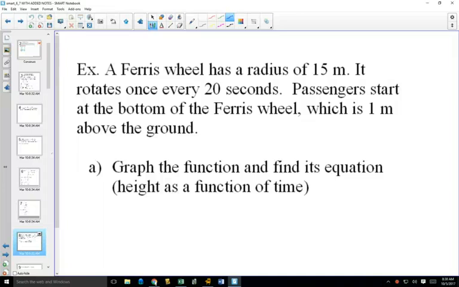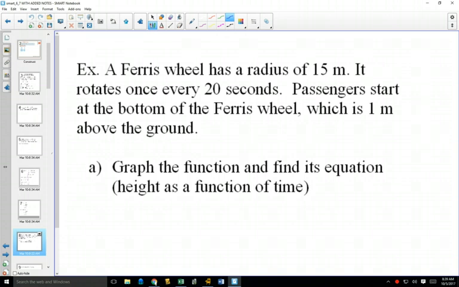So the second example, unlike the first one, is considered the easiest type of word problem because in the question they gave you the equation. The next two examples that we're going to do, we're just going to get a situation and we have to take that situation, figure out what's going on, realize that it's periodic in nature, graph it, and get the equation ourselves. So it's a little bit more involved.